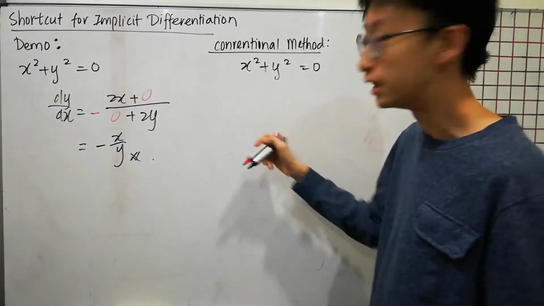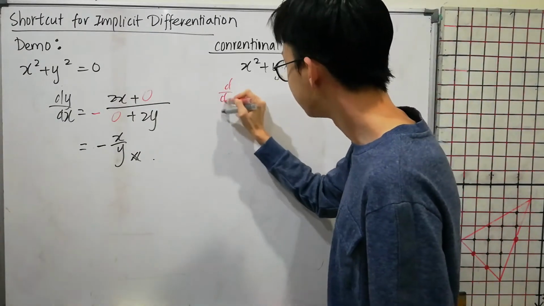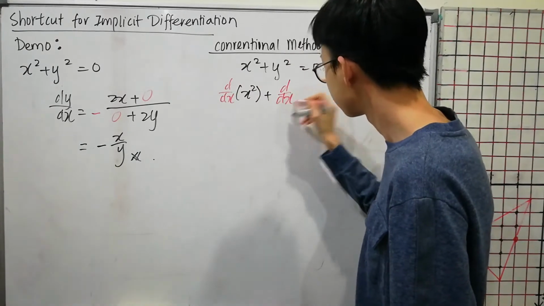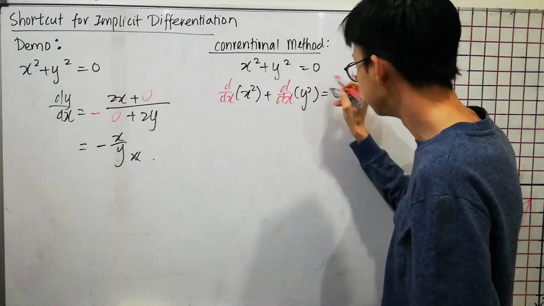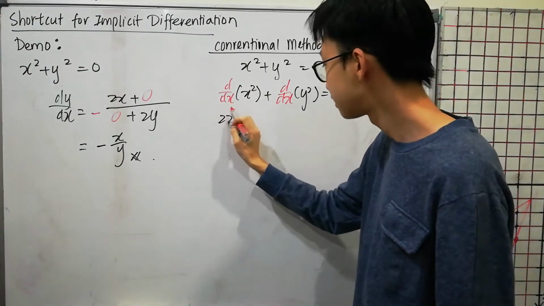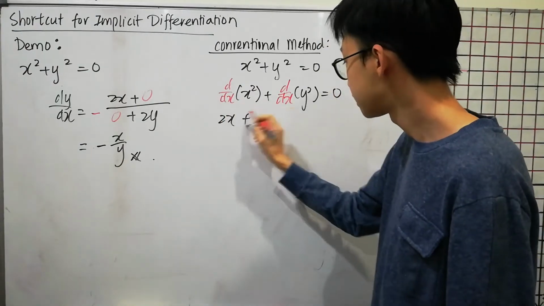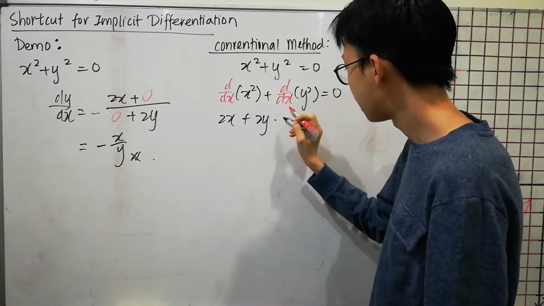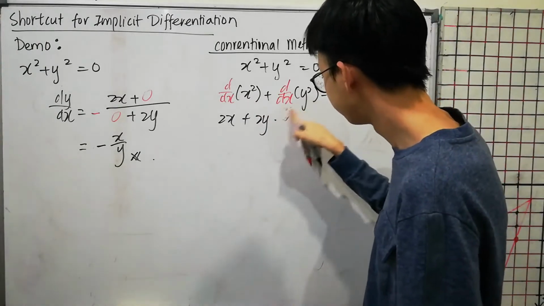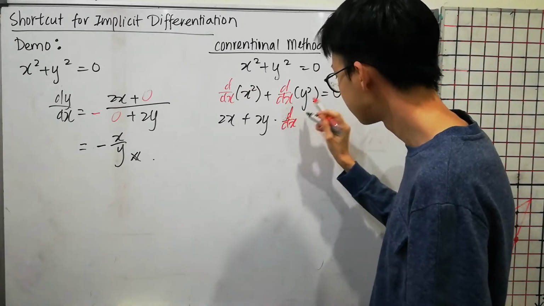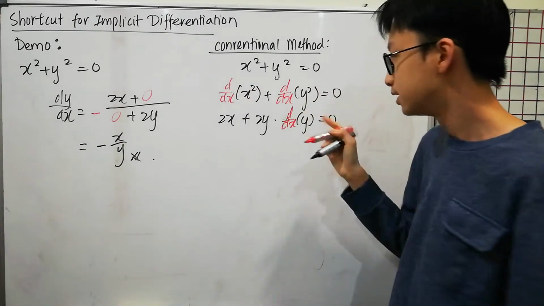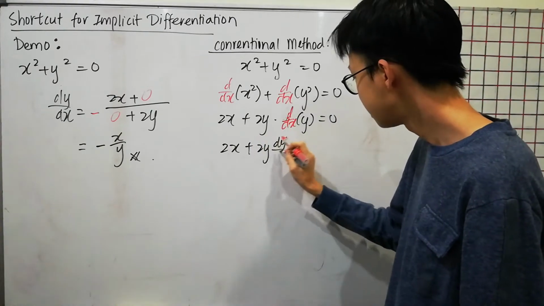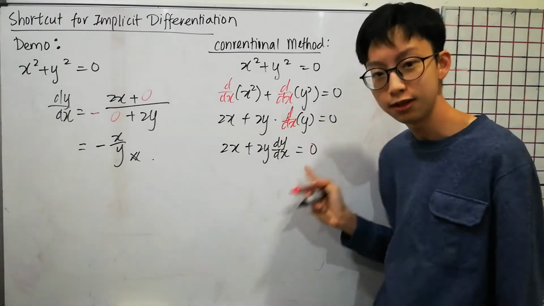So conventionally, we'll use d/dx of x squared plus d/dx of y squared equals 0. Then this will be 2x using the power rule, plus this will be the chain rule, which is 2y multiplied by the derivative of the inside function, which is d/dx of y, equals 0. Then it will be 2x plus 2y dy/dx equals 0.